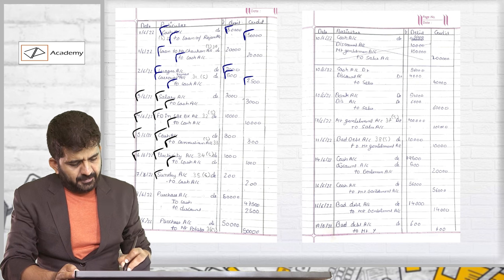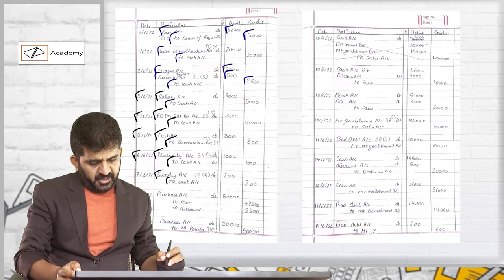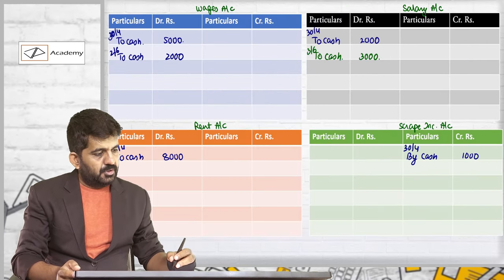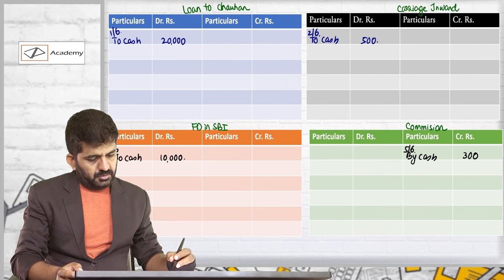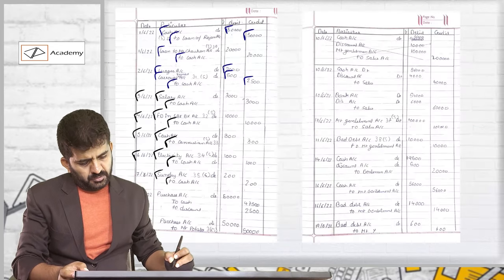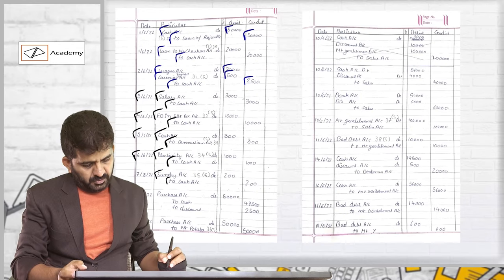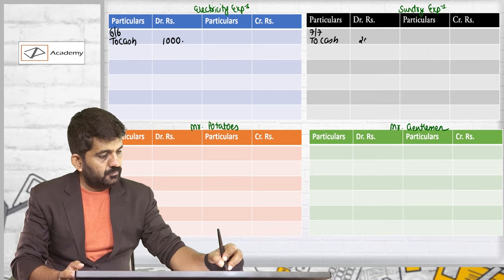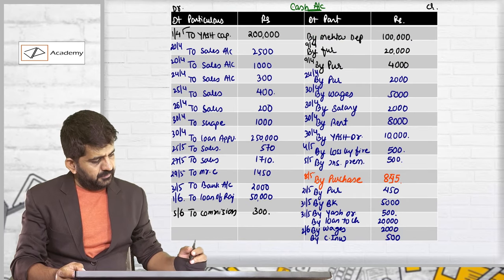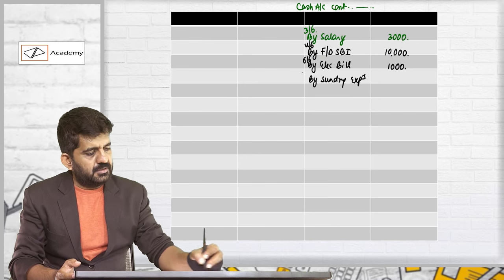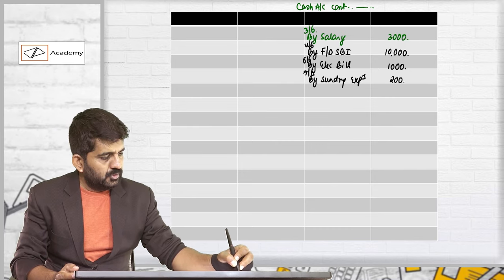Sundry expense account debit to cash, 200, and 7th June. Sundry expense account debit to cash, 7th June. The figure was 200. Cash account credit side by sundry expenses, 7th June, 200 rupees.